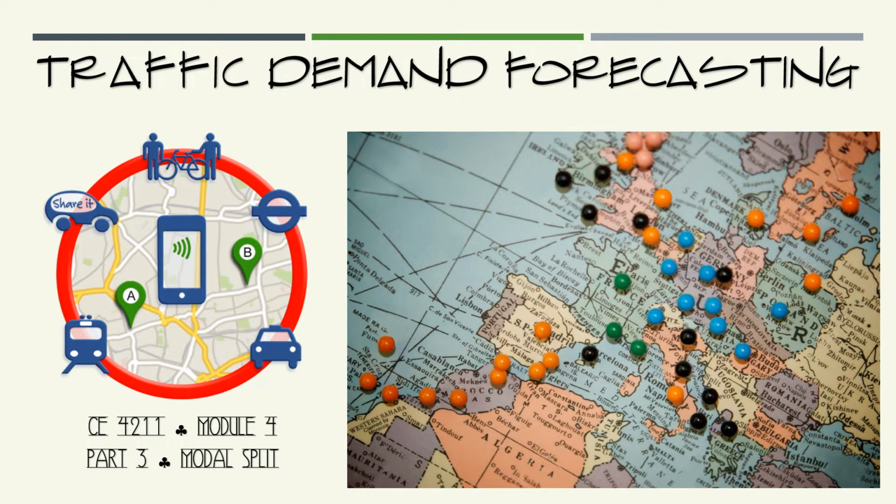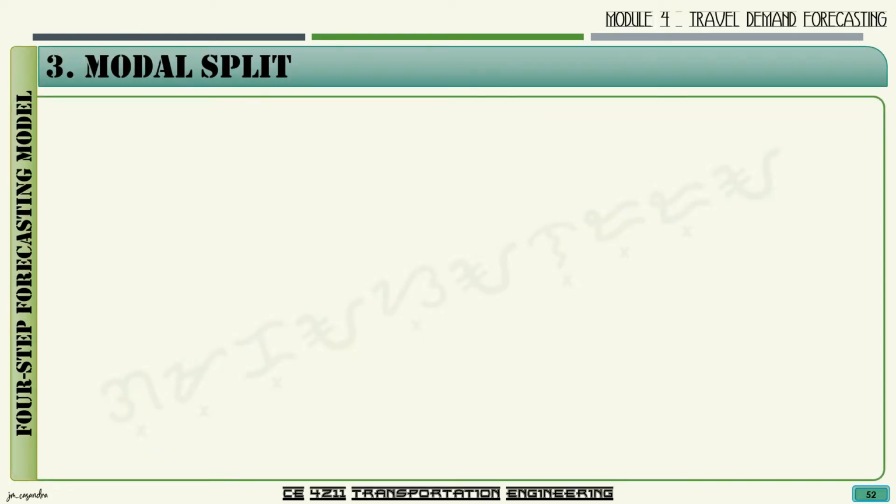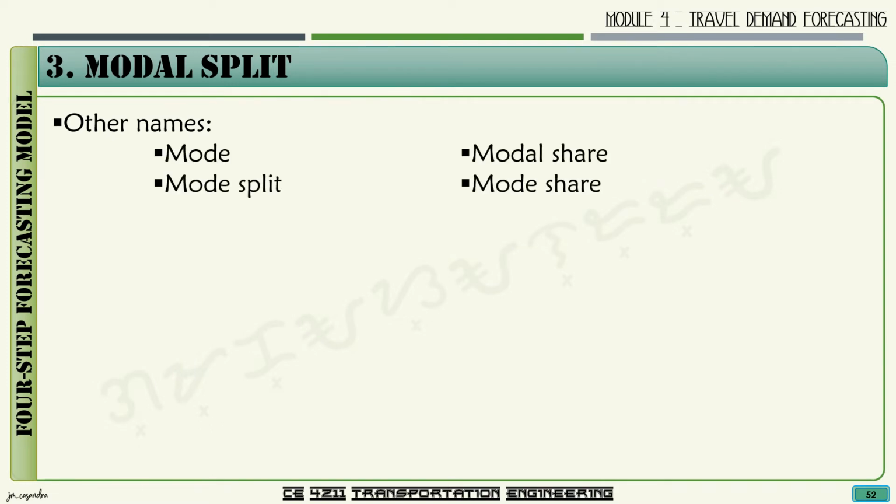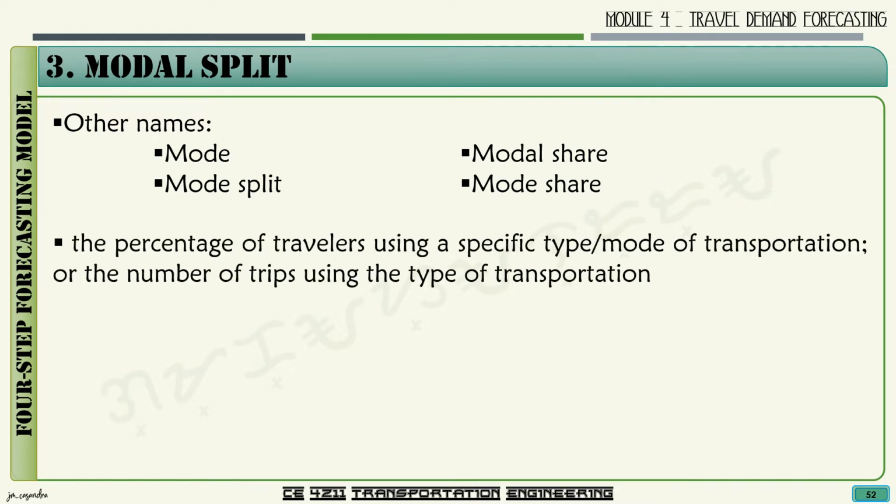So in this lecture, we're going to discuss the third step for traffic demand forecasting under the four-step forecasting model, and that is the modal split. So the next step for our forecasting model is our modal split. The modal split is also known as the mode split, modal share, or mode share.